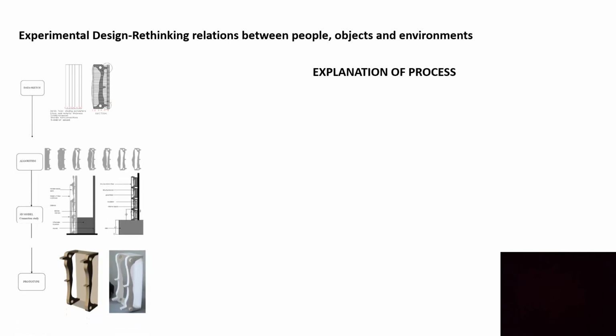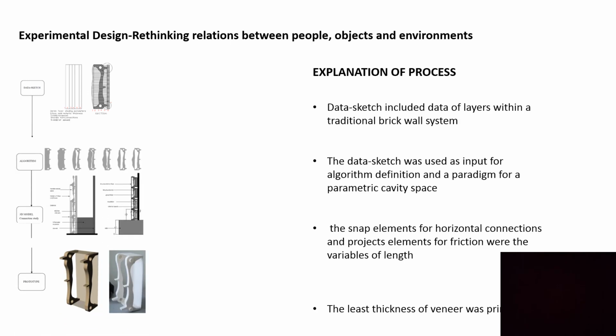Explanation of the process. The data sketches include data of layers within traditional brick wall systems. These data were used as input for the algorithm and definition of a paradigm for a parametric cavity space. The snap elements were horizontal connections, and projected elements for friction were used as the variables of the length. The least thickness of veneer was printed.